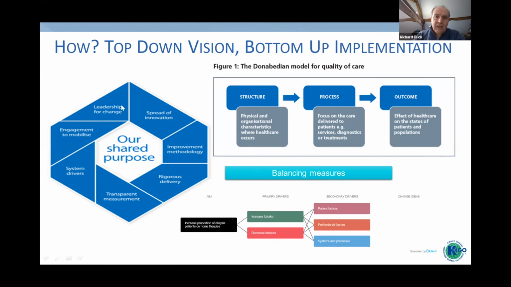the middle, and this idea of leadership, engagement, using the appropriate system drivers, good measurement, rigorous, thoughtful delivery, using improvement methodology, and then that important other aspect of it, how do you spread good practice within this Donabedian model for quality care with those measures and those balancing measures and that driver diagram.